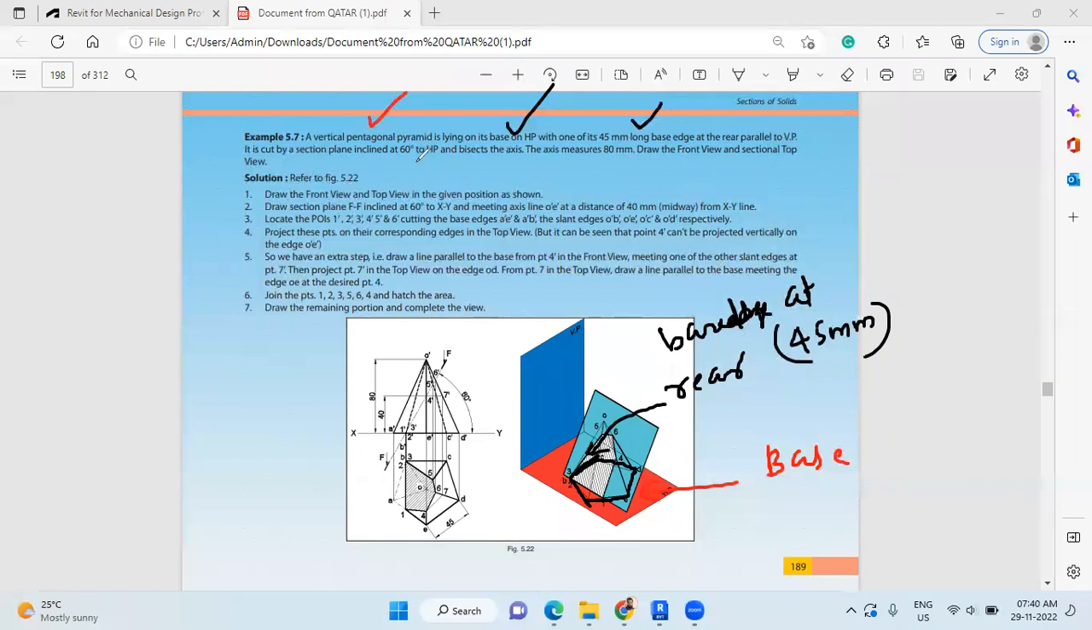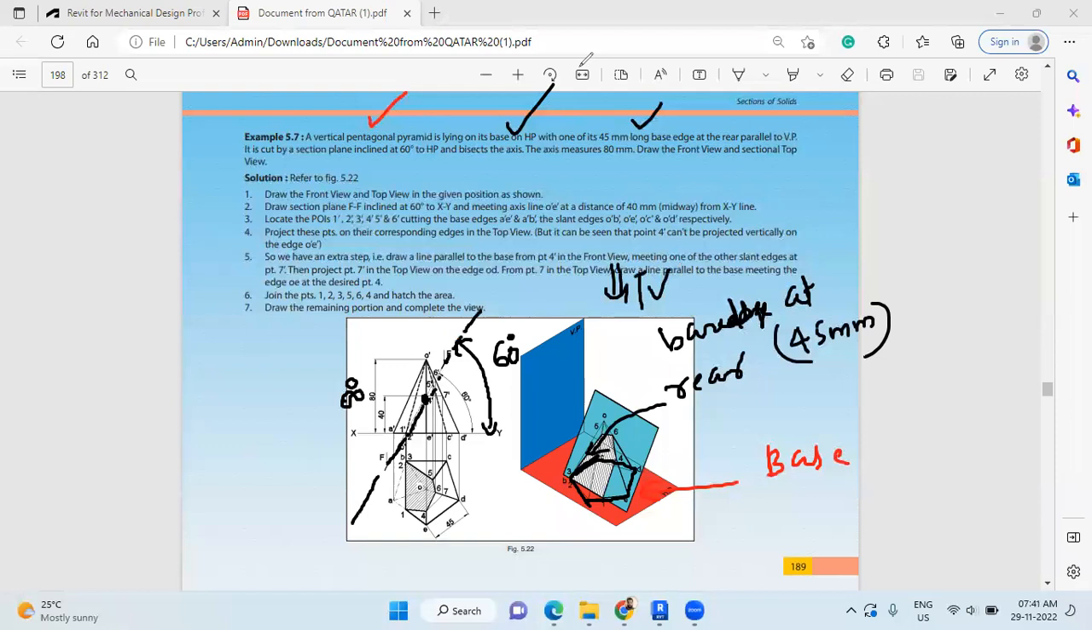Then it is cut by a section plane inclined at 60 degrees to HP and bisecting the axis. Bisect the axis means mark the midpoint. The height of the pyramid is 80 mm, so mark a point at a distance of 40 mm from the base, then draw the cutting plane like this. This inclination is 60 degrees.